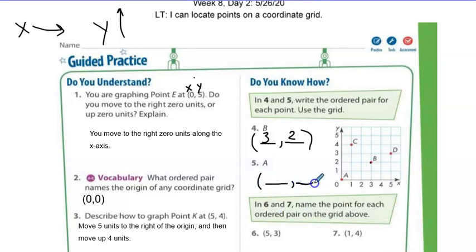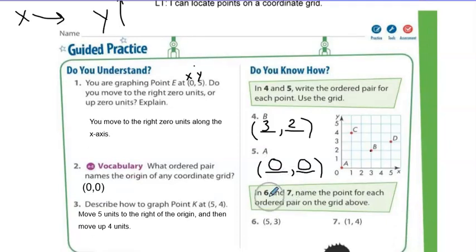So same thing, it has an X and a Y, and they're in parentheses and separated by a comma. On A, we talked about how where the X and the Y axis meet is called the origin. So that's us going over 0 and up 0. So it's right here on that origin. So that would be our ordered pair, 0, 0.